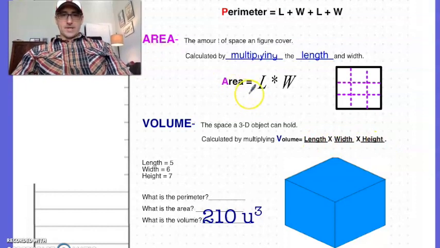When we discussed area, we measured things in units squared, or U squared, because there were two dimensions, length and width. When we measure volume, we're going to measure it in units cubed.